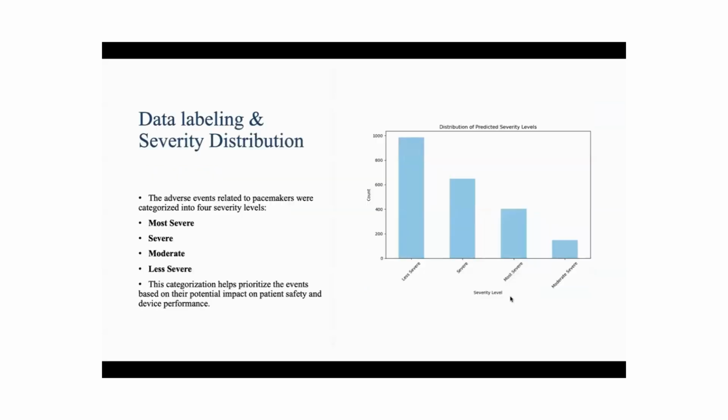To label the data, I categorized the adverse events into 4 severity levels: most severe, severe, moderate severe, and less severe. This classification helps in prioritizing which events require more immediate attention and which ones are lower risk. The severity distribution is crucial in understanding the potential impact of these events on patient outcomes. And this is a bar plot for the distribution of predicted severity levels for less severe, severe, moderate severe, and most severe.